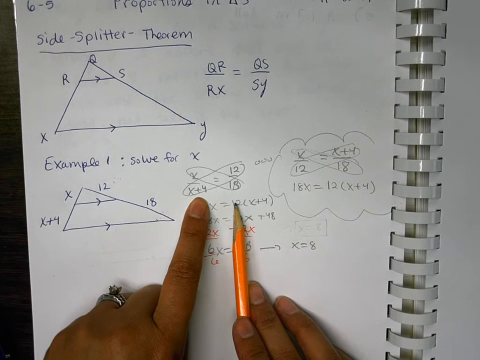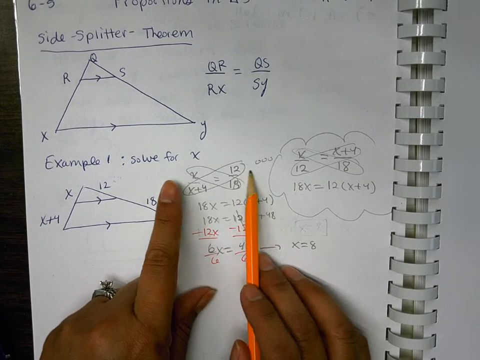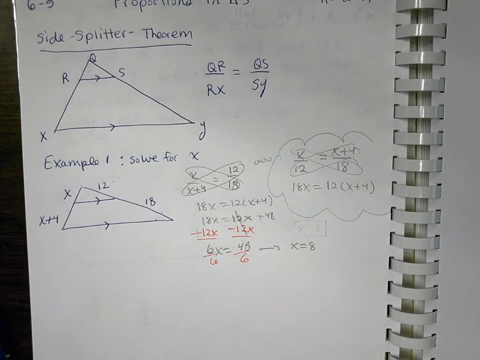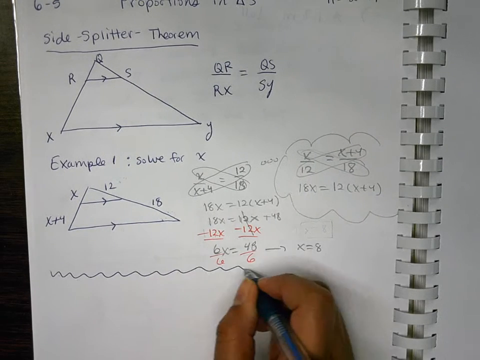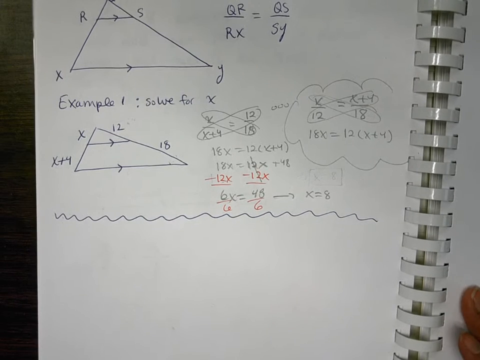That doesn't mean you don't show your work, and you guys should know that by now. I still need to see this equation on your paper. So you're making this proportion, and then you're solving. Don't just go boom, boom, boom, I'm good. Got it? All right. I'm going to move on to a different theorem. Before I do, any questions on the side splitter theorem?